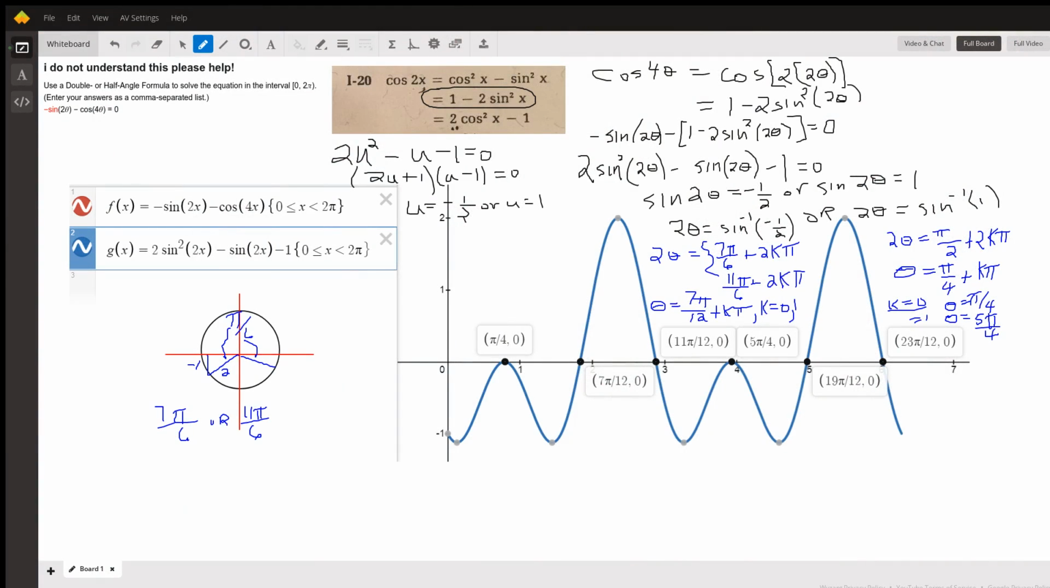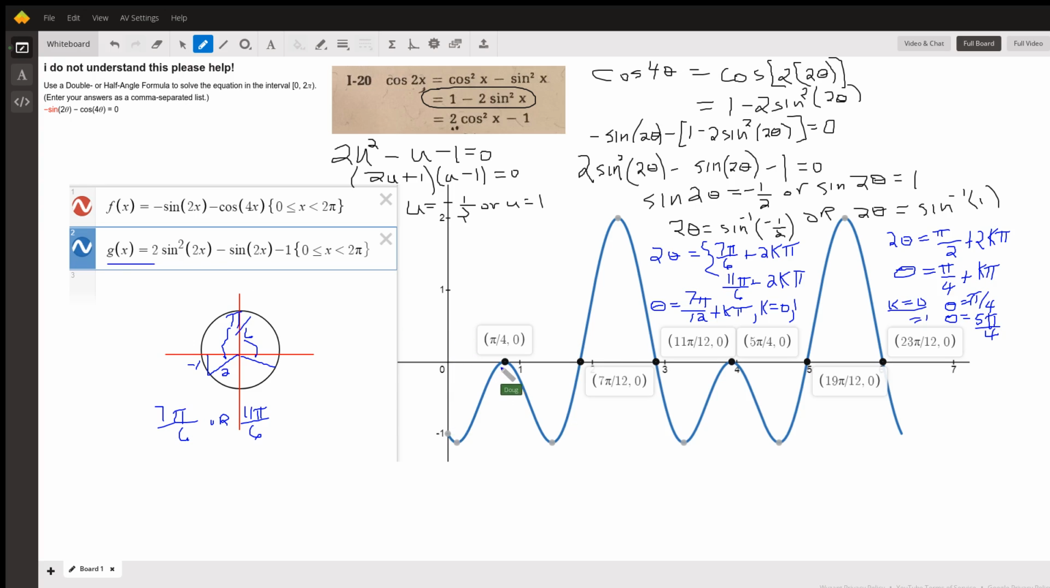Okay, here we go. You might have to pause the video a few times to see exactly what's going on here. This graph down here is the graph of the function f of x equals negative sine of 2x minus cosine of 4x from 0 to 2 pi. And here this g of x has the identical graph. The question is, how did I get to here?